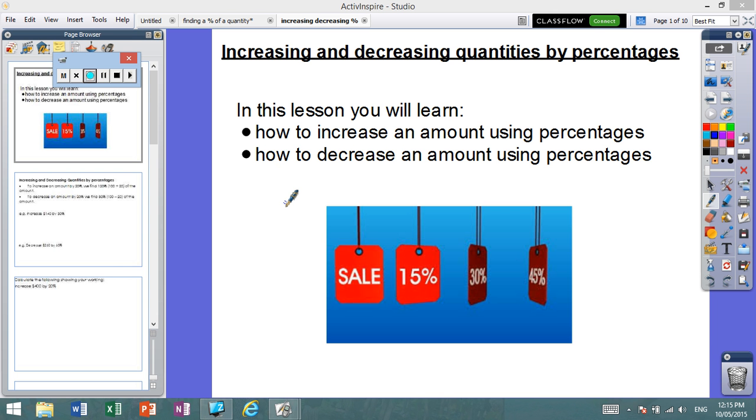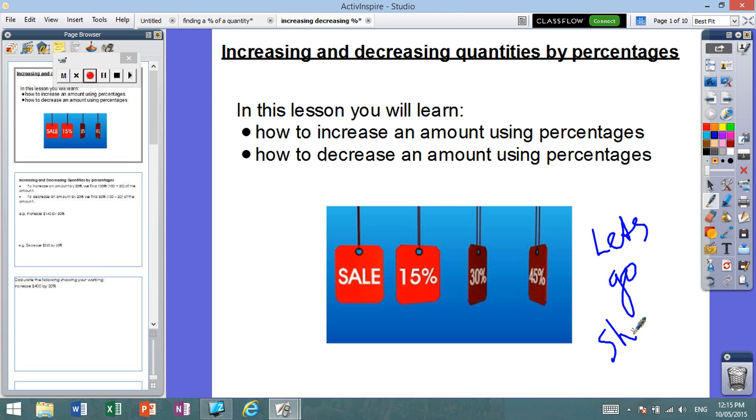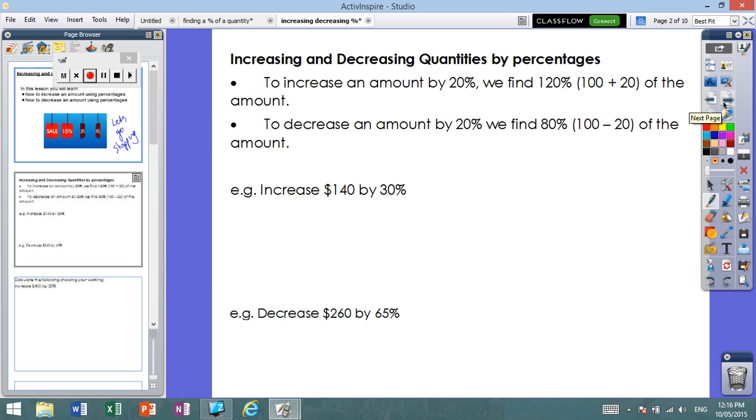Now this is absolutely bread and butter. You use this all the time in life, especially when you go shopping. So let's go shopping. You will use these skills all the time, so it's an important skill to know. So hopefully you'll see real benefit in knowing about this. So, increasing and decreasing quantities by percentages.